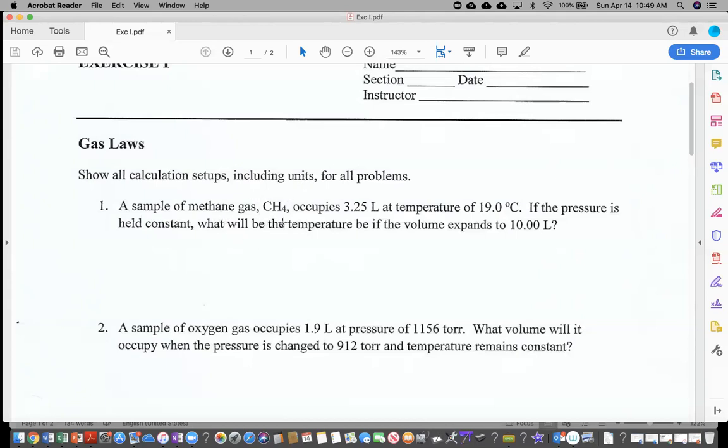And then it says, what will be the temperature if volume expands to 10 liters? So you can see clearly you're given 2 volumes. And that tells you to use the equation where I have 1 and 2. So it's just V1, T1. Here now you've got to decide T2. What is the formula going to be? Is it V1 times T1 or is it going to be V1 over T1? V1 over T1, right?